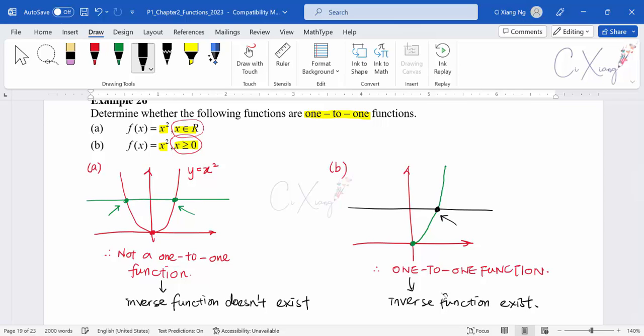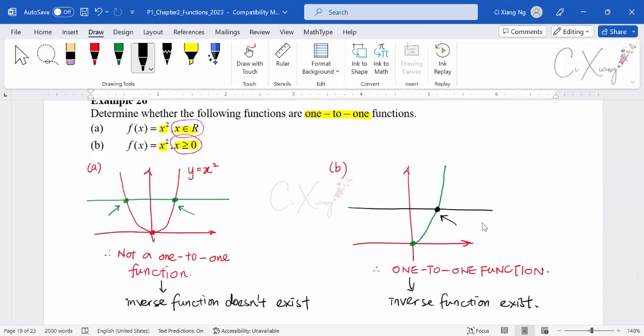Right, so to make sure that the inverse function exists, we actually need to make sure that our function is a one-to-one function first before we can find the inverse function. This is just a simple way to determine whether the function is one-to-one or not. In the exam, you just need to imagine it in your mind, you don't need to draw it out to decide, you don't need to show.